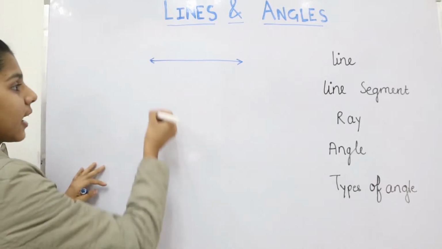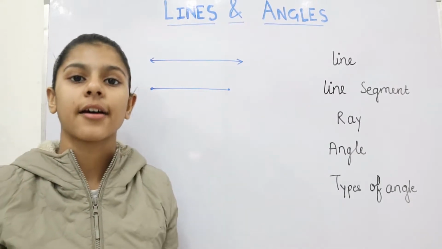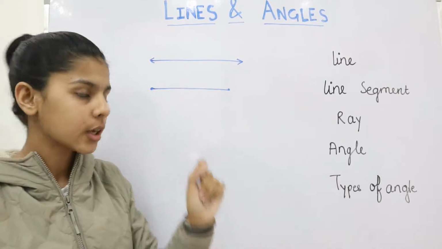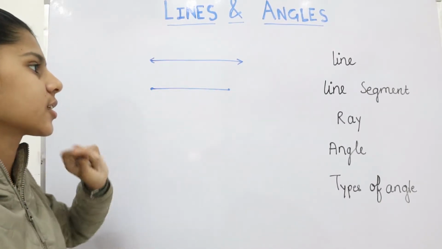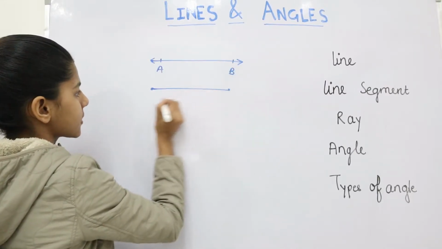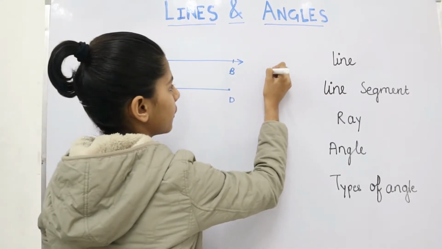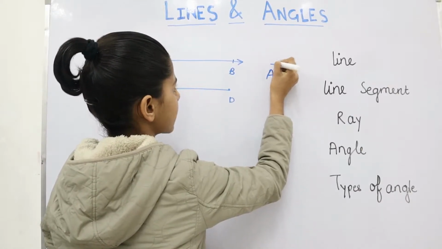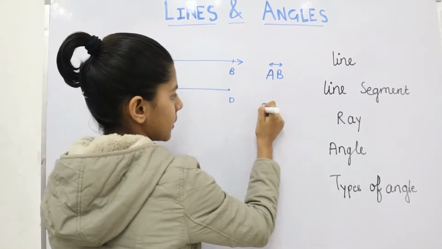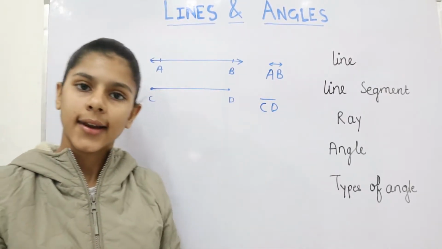Then line segment. A line segment is also a straight line, but it can be measured. It has a fixed length, because as you can see, at the ends there is a dot or a point. It means it has stopped here. So this is a line segment. Let's say this line is AB, and this line segment is CD. How are we going to represent it? For a line, we will put a double-sided arrow. It means that AB is a line. For a line segment, we will put a single dash or a straight line. It means that CD is a line segment.